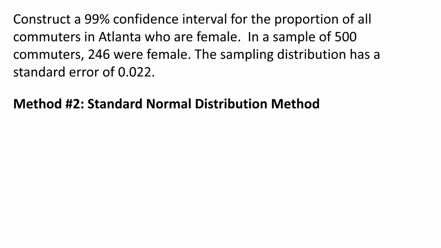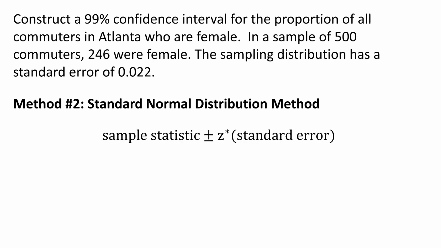The second method that I'll demonstrate is the standard normal distribution method. The standard normal distribution is the Z distribution. We're going to end up with the same answer that we did using the first method, but we'll get there in a different way. This method relies on the general form of a confidence interval.